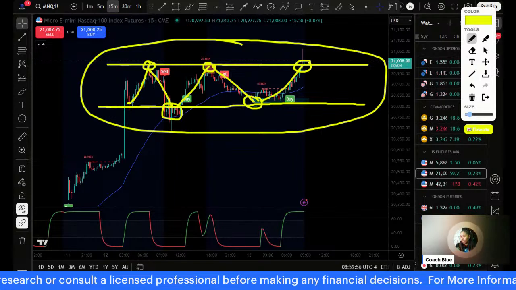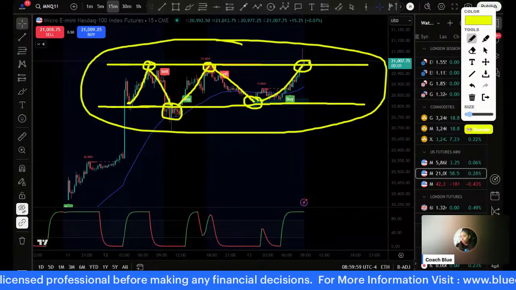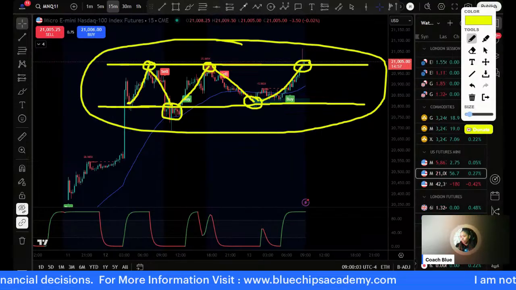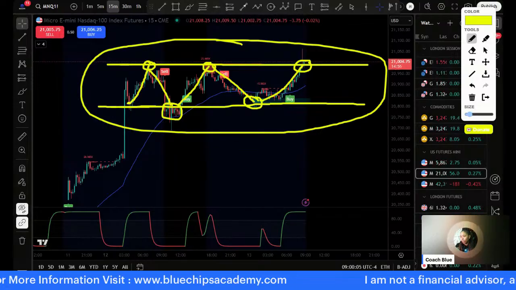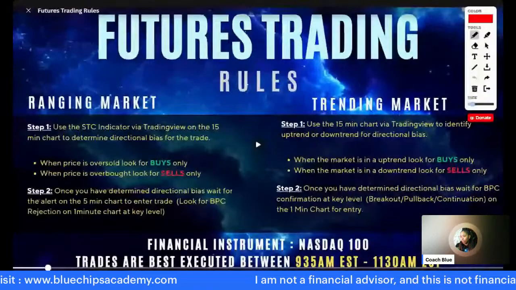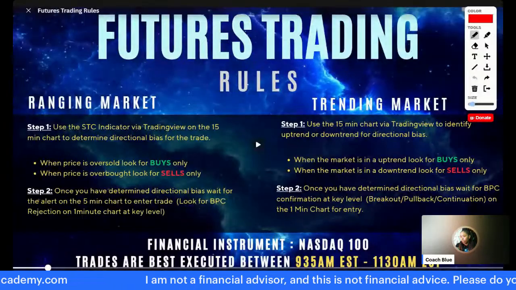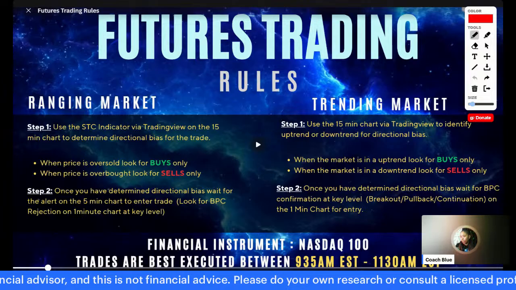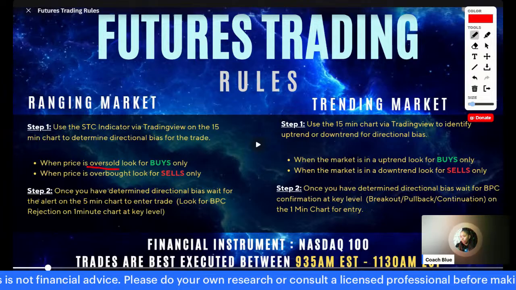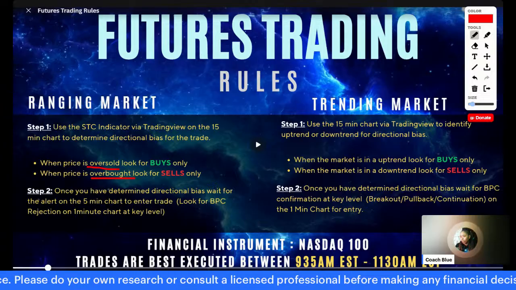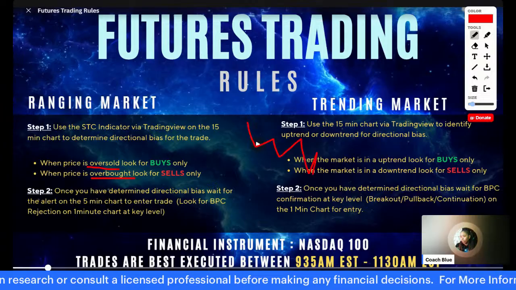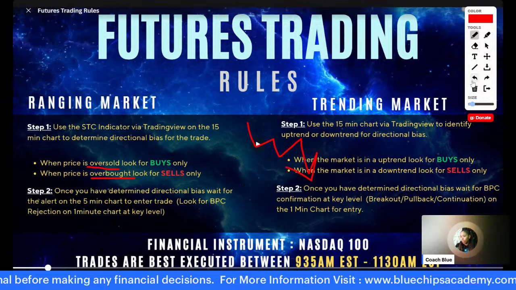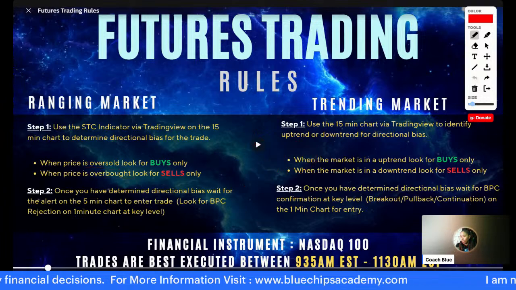While they're doing that, let's go look at what the rules are telling us based on these conditions. Let's go back. For the range, we've already determined that we look for oversold or overbought conditions. For the trending markets, we're looking for uptrend or downtrend. So all we need to figure out is, are we looking for a buy or a sell at this point based on the market conditions?